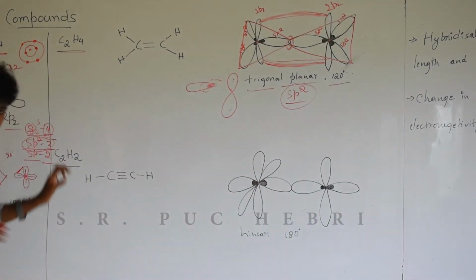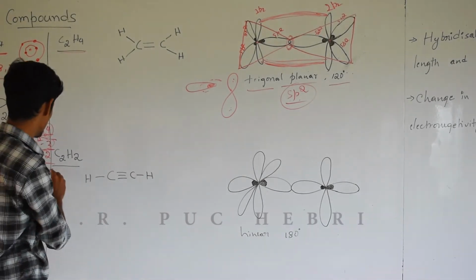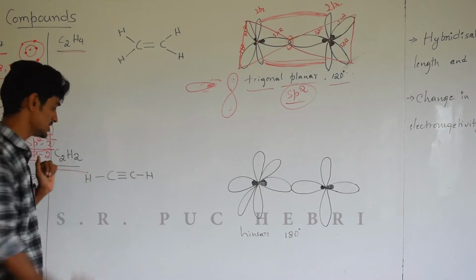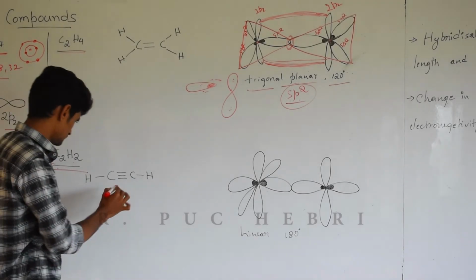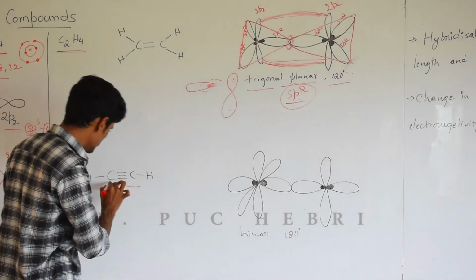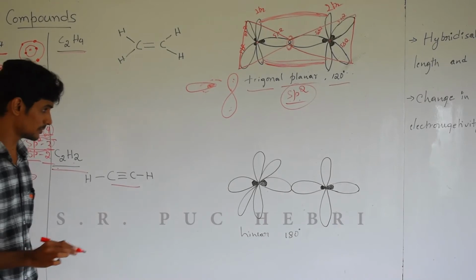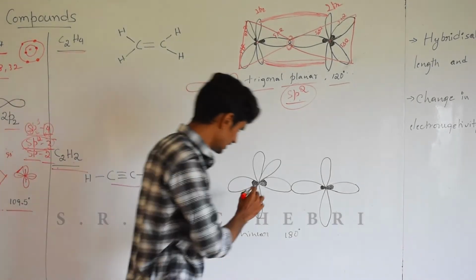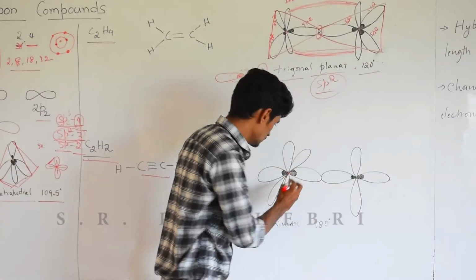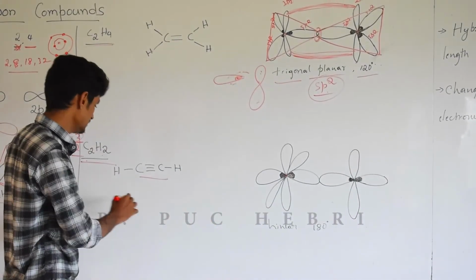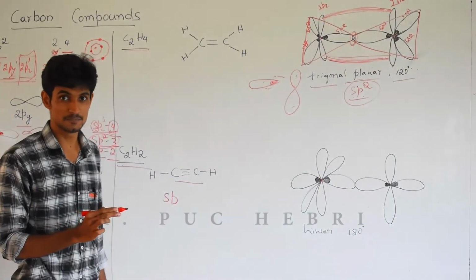Now I will consider one more compound, ethyne or C2H2. Here there is a triple bond between carbon and carbon. Look at the diagram. In the case of ethyne, the hybridization is sp.